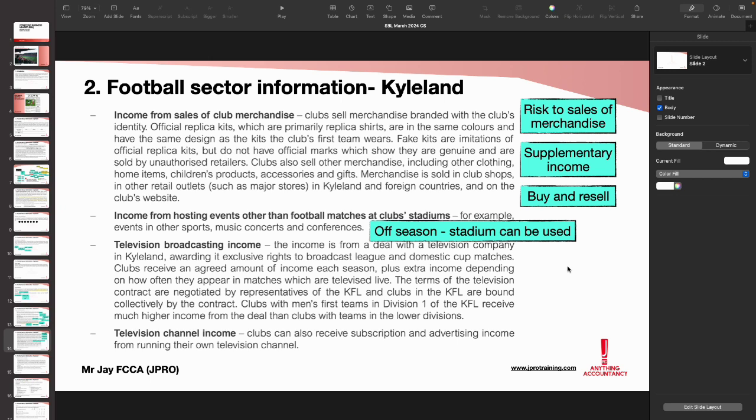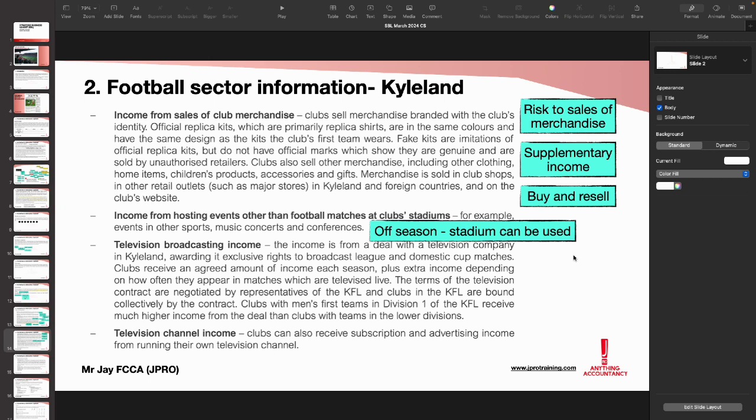Clubs receive an agreed amount of income each season. Now pay attention to this part. This one is already negotiated each season, plus extra income depending on how often they appear in matches which are televised live. The terms of the television contract are negotiated by a representative of the KFL, and clubs in the KFL are bound by a collective contract. Okay, this tells you one thing: you don't have negotiating power. The KFL already negotiated on your behalf with all the TV stations.